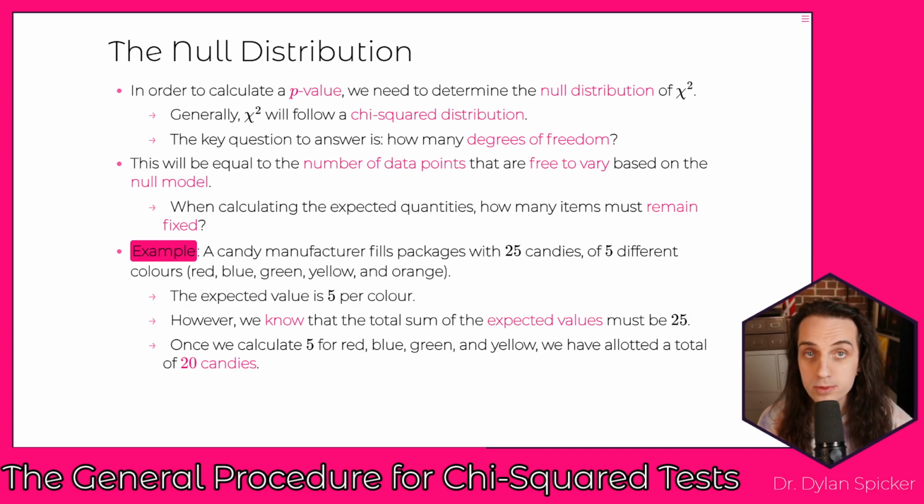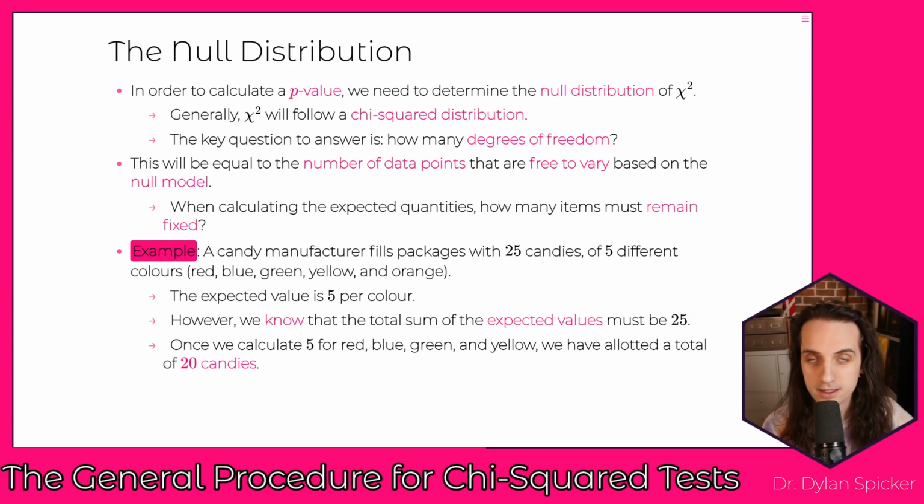And so once we calculate that it's going to be 5 for red, 5 for blue, 5 for green, and 5 for yellow, if we're going in order here, then we have allocated a total of 20 candies already, right? And there's still one category left. However, we know that the sum has to be 25. And so we don't actually get to calculate the total number for orange, right? In this case, the total number for orange is constrained because we know that the sum has to be 25.